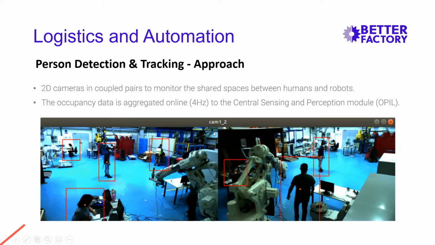Here we see that we are monitoring an open working cell, a huge place on a shop floor, with only a couple of medium resolution cameras of around 2 megapixels and optics of 4.5 millimeters, more or less. We obtain the occupancy data for the grid map, the navigation map of the AGVs, at a rate around 4 hertz, and it's sent to the central sensing and perception module of the OPIL library.